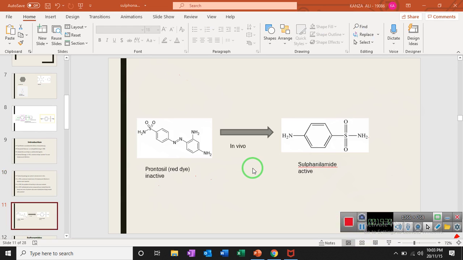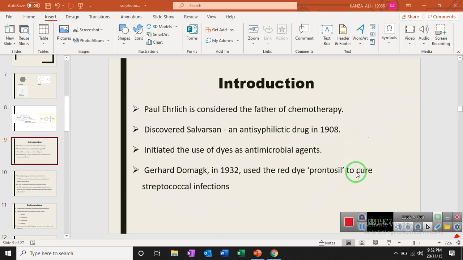In this slide, we can see that prontosil, the red dye, is inactive. It becomes active after metabolism, or in vivo. The active compound sulfonylamide is the basic molecule, but any compound which has the SO2NH2 group will be considered as a sulfonamide compound.